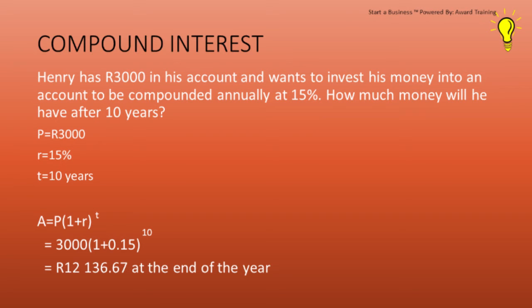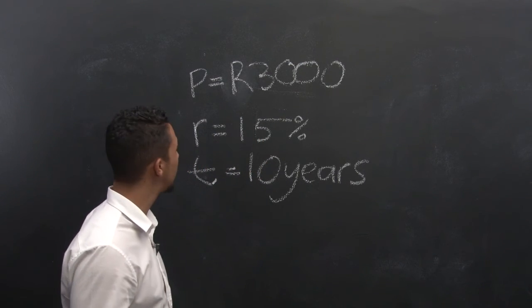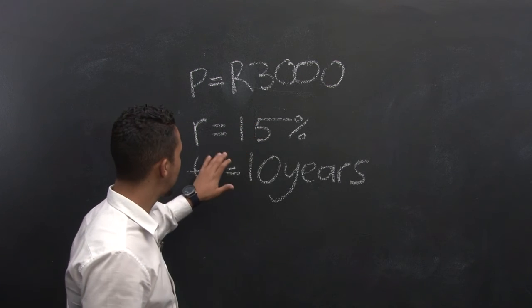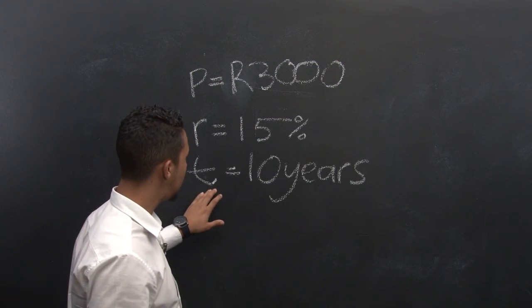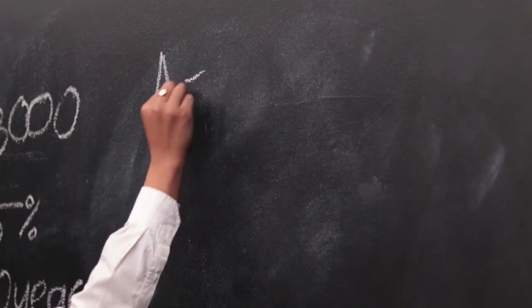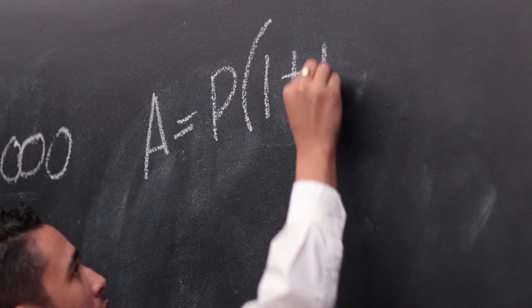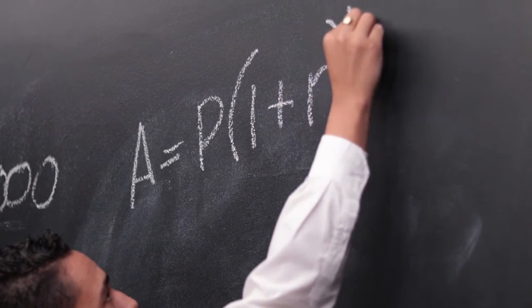So Henry has 3,000 Rand in his account and wants to invest his money into an account to be compounded annually at a rate of 15%. How much money will he have after 10 years? So now we have all the tools to calculate Henry's accrued interest. P is 3,000, R is 15%, T is 10 years. Remember the formula? A equals P, open bracket 1 plus R, to the power of T.